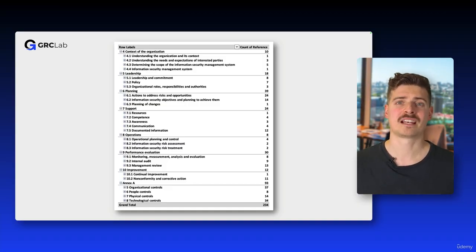However, don't be misled by the numbers. The effort required to implement a clause isn't necessarily reflected by the number of requirements it has. So it's important not to get too caught up in these figures.